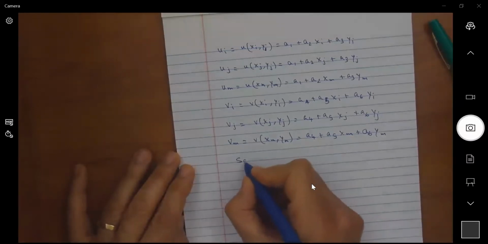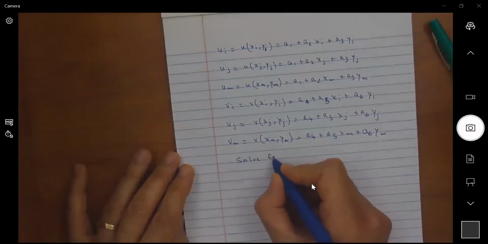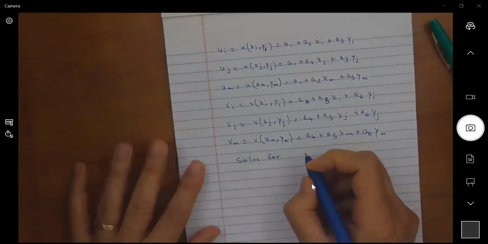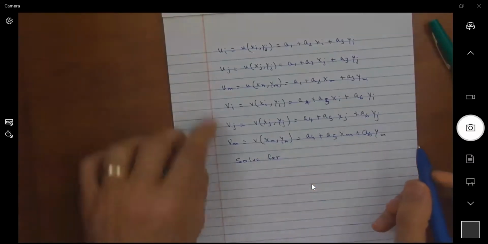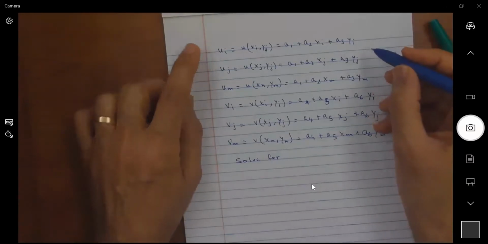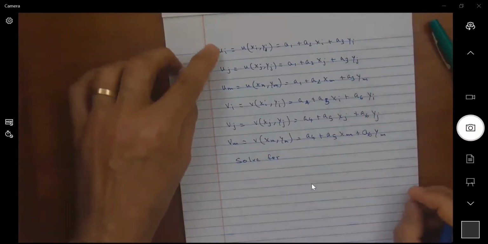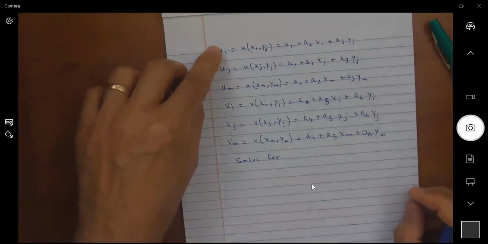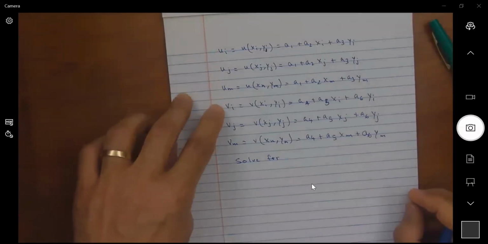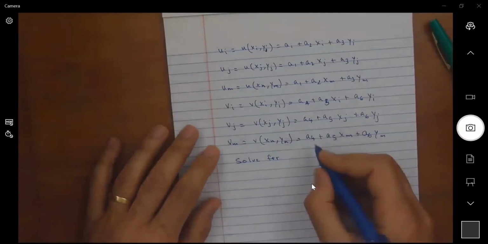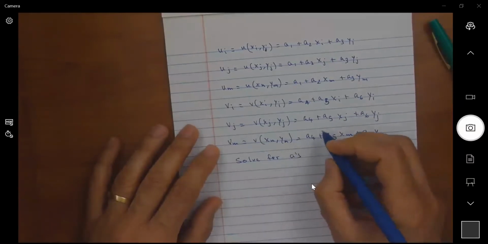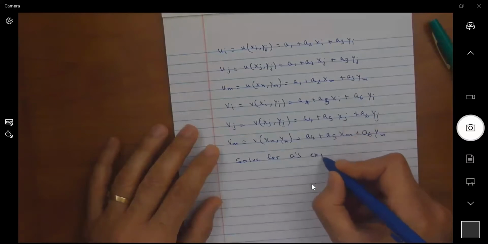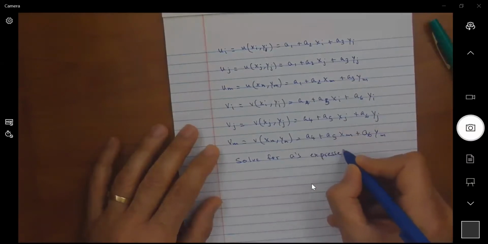So we're going to solve for the a's. I have to say here, of course, that these are nodal displacements, ui, uj, um, vi, vj, vm. So we're going to solve for the a's expressed in matrix form to make it easy.